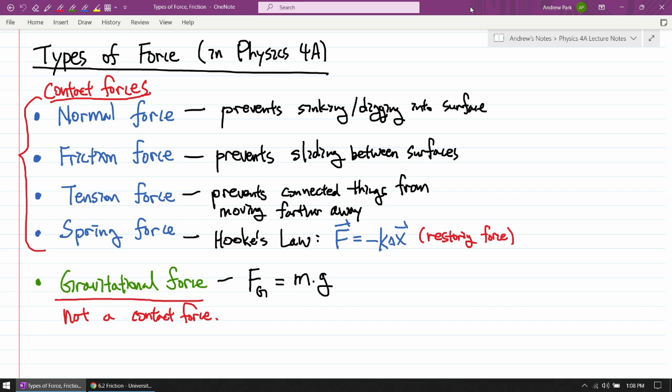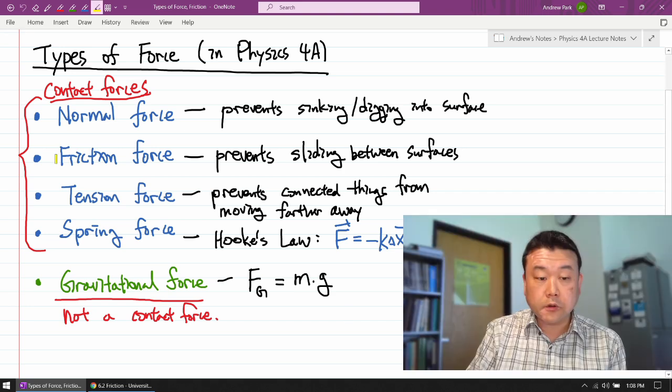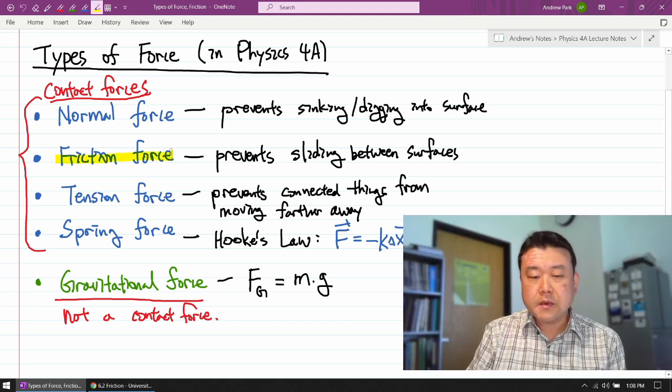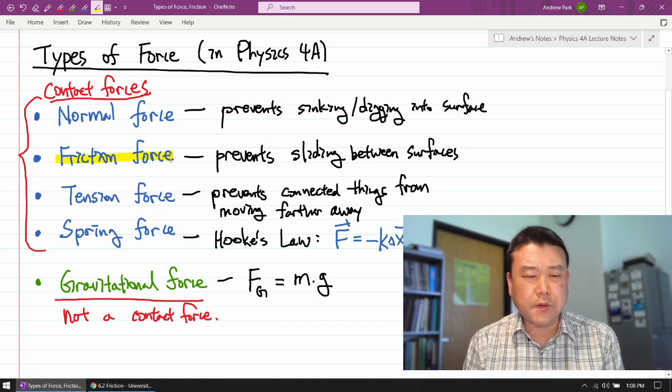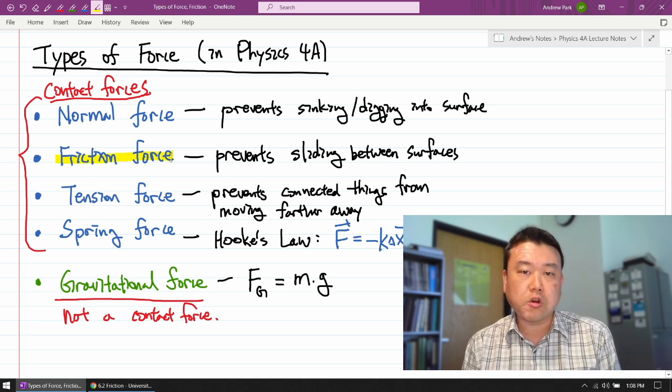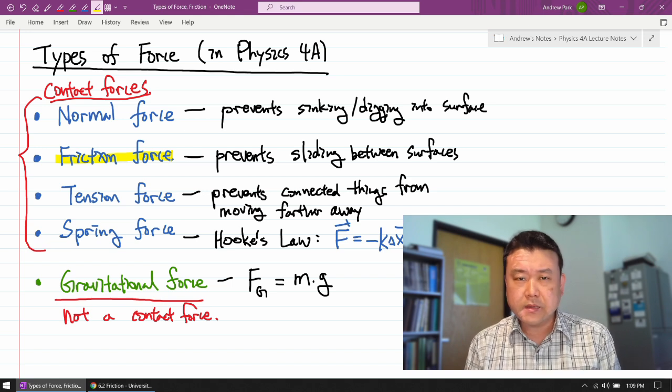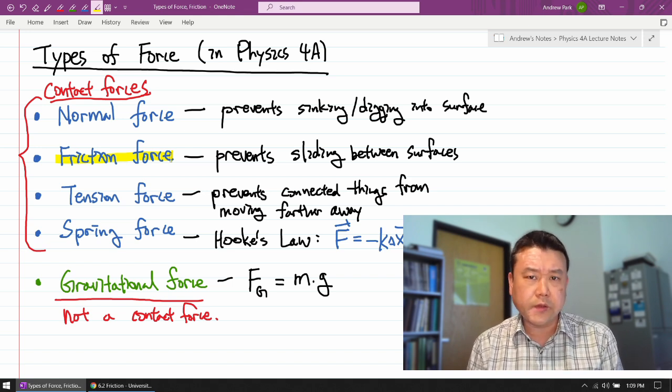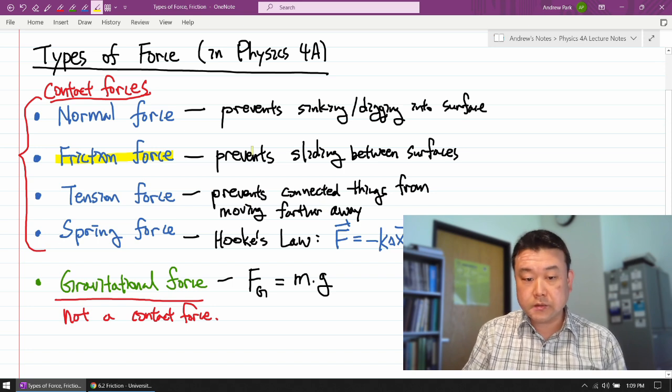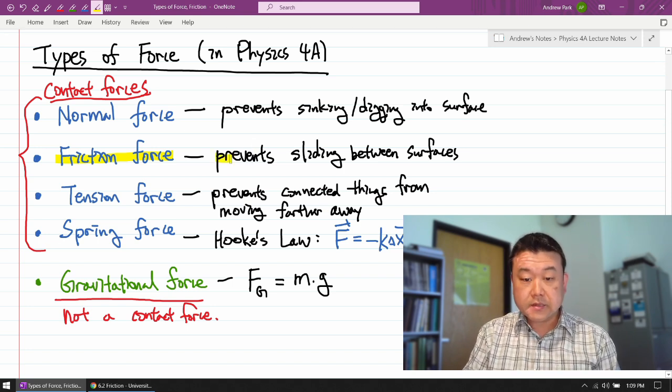In a previous video, we talked about different types of force. And I want to make this a separate video for friction force, because friction force is one of those forces that people struggle with in applying correctly in every situation involving Newton's law problem solving. So I describe the friction as preventing sliding between surfaces.